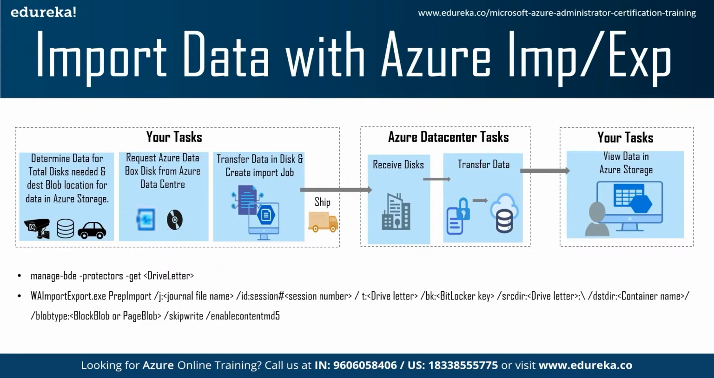Then you have to select the blob type, whether it is a block blob or page blob. Then the default code, which is skip write and enable content MD5. That is the default thing, so you don't have to change it.